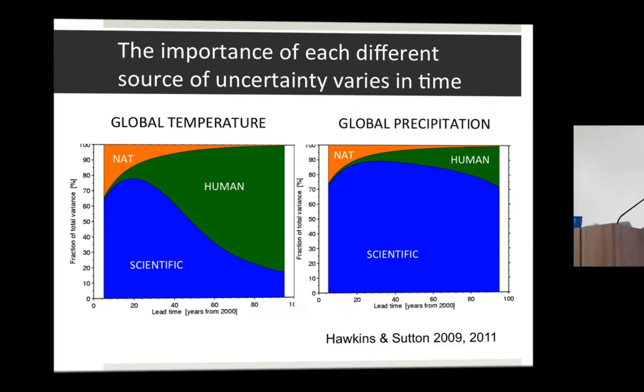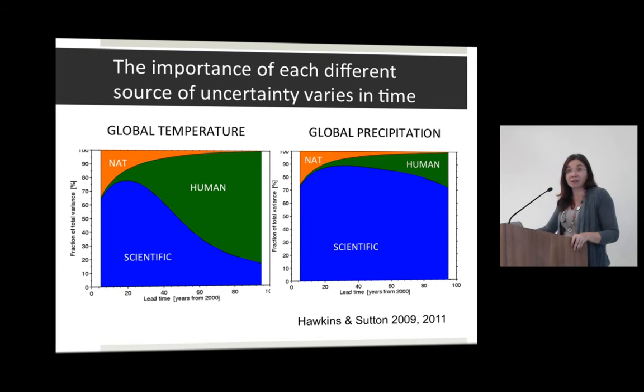For precipitation, scientific uncertainty stays very large. Although for certain regions like northern latitudes, it becomes smaller because we see very large change up in northern latitudes. Why do you think scientific uncertainty stays so large for precipitation? Gets back to scale, exactly. So that's why a lot of the cutting edge research in climate modeling relates to precipitation and convection.